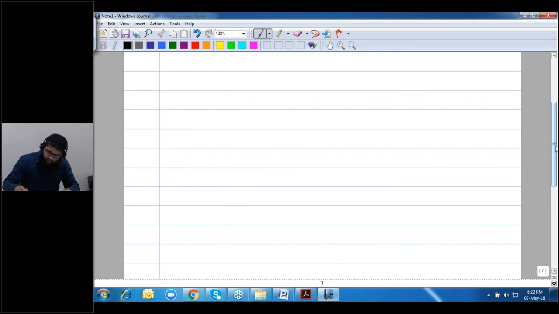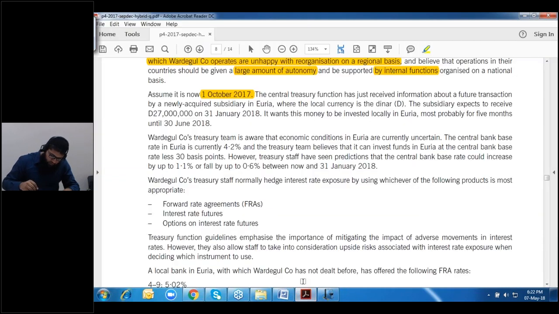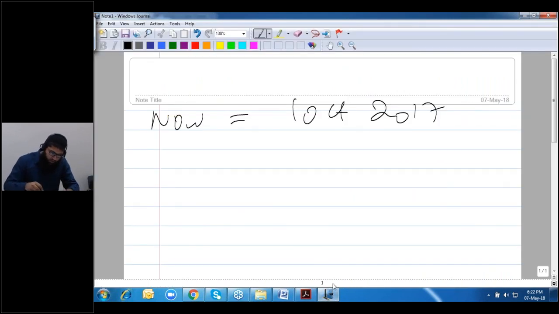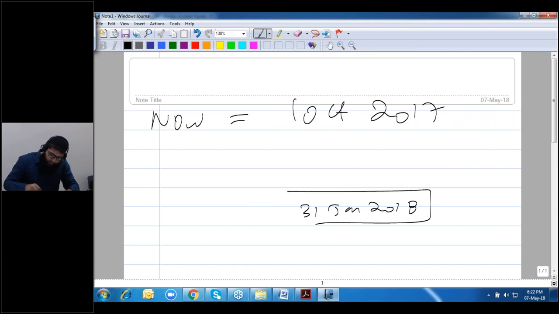Now, what does it say? It says assume that now is 1st October 2017. The central treasury function has just received information about a future transaction by a newly acquired subsidiary in Urea, where the local currency is the dinar. The subsidiary expects to receive D27 million on 31st January 2018. So now is 1st October 2017, and on 31st January 2018 the subsidiary is expecting a receipt of 27 million.